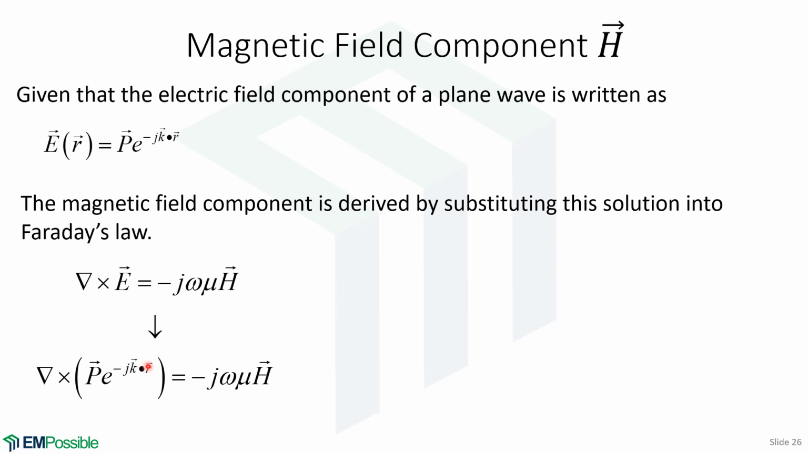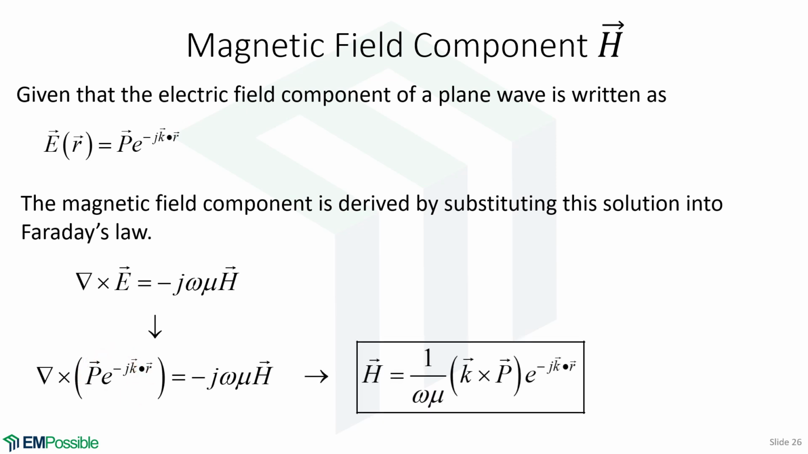So we just plug in what we had for the electric field, and when we solve for H, this is the expression that we get. And this is meaningful. We have the 1 over omega mu, and okay, so the amplitude is scaled in some strange way, but we have a cross product here between the wave vector, the direction of the wave, and the polarization vector, which is the direction of the electric field.